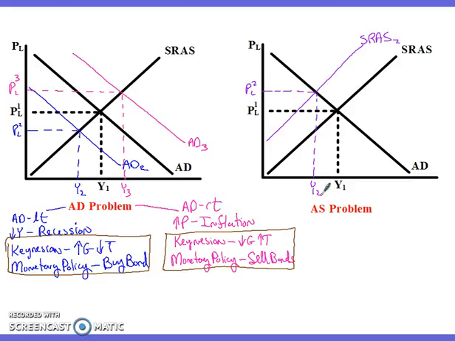So this would be the short-run aggregate supply problem, if the short-run aggregate supply curve shifted to the left. If it shifts to the left, what's going to happen? Well, you're going to have two problems actually at once. You're going to have higher prices, which is obviously inflation. And you're also going to have lower GDP, and that means that we have a recession.